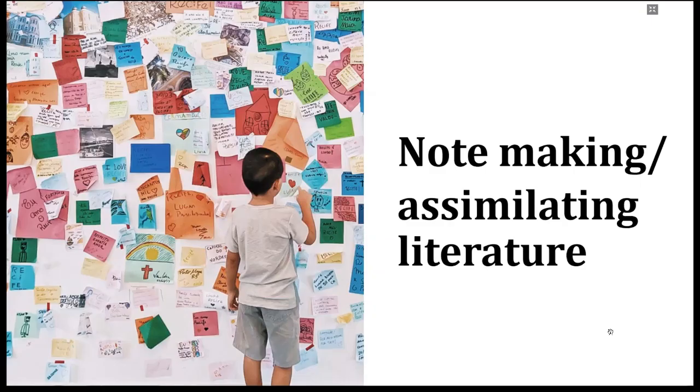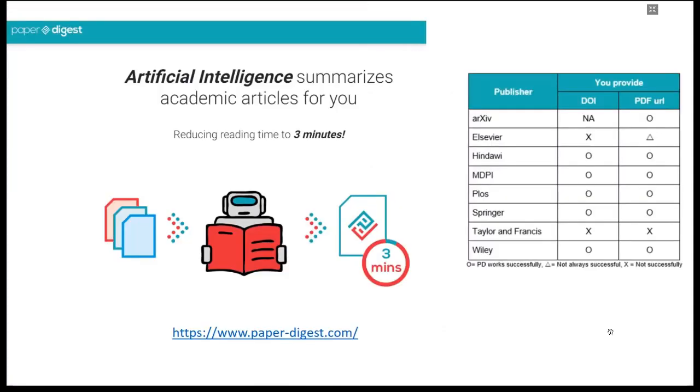So next comes the process where you have to start making notes out of these papers that you read. This is where the following tools can help you. The first tool that can help you in summarizing articles is known as Paper Digest. Paper Digest basically takes your 4,000, 5,000 word article and makes it into a summary that can be read in under 3 minutes.